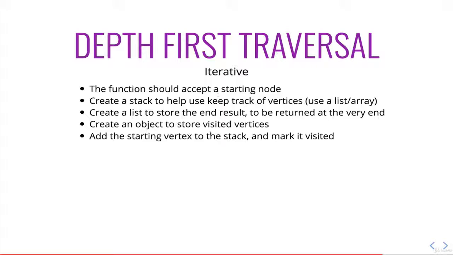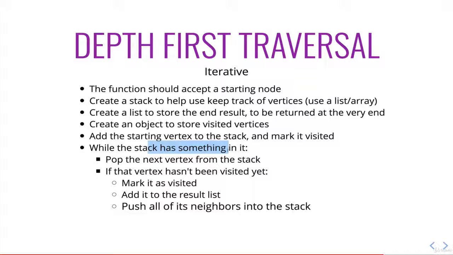Then create an empty object to store visited vertices. Or you could do it with an array, but we need a way to keep track of what we've already visited so that we don't try and visit them again and get stuck in a loop. And then we need to add the starting vertex to the stack and mark it as visited. So we need to have something in there so that we can add this loop while the stack has something in it. Otherwise, if we tried to just wait to add it inside the loop, it would never run because the stack starts as empty. So we want to put the start at the beginning. We want to put that in the stack.